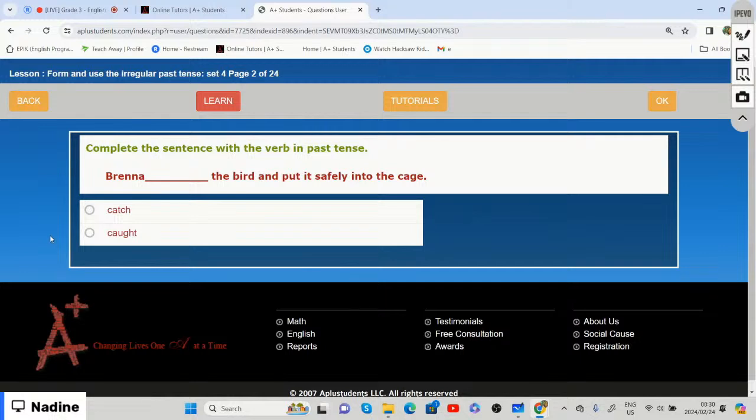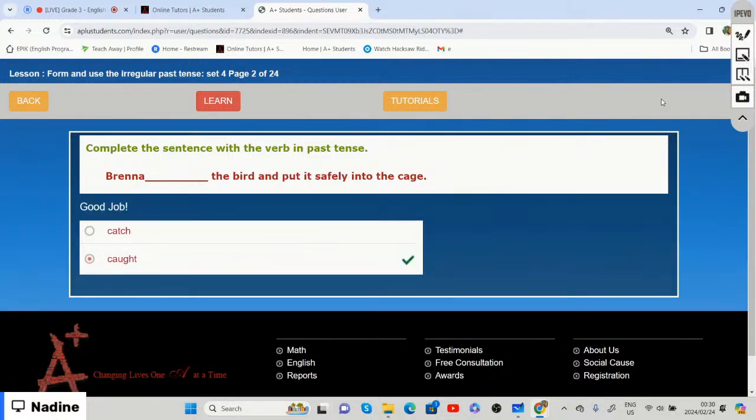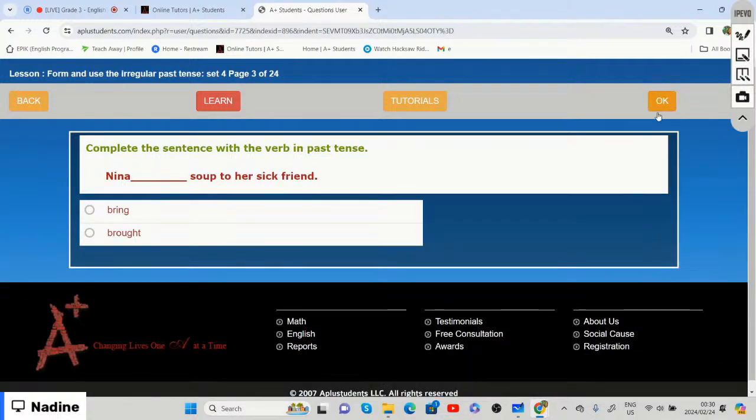All right. So if we choose the verb in the past tense, we say Brenner caught the bird and put it safely in the cage. So caught is the past tense of that verb.